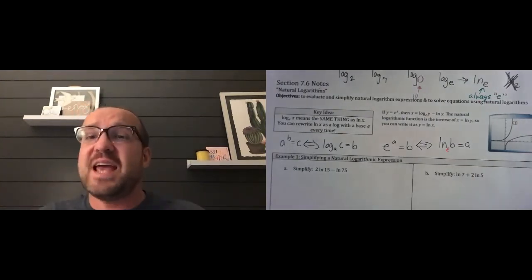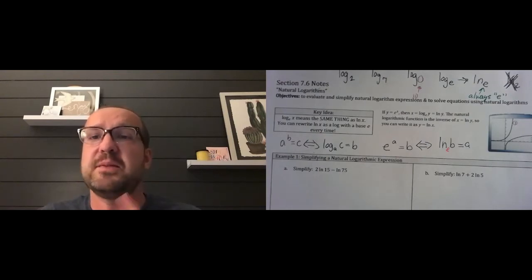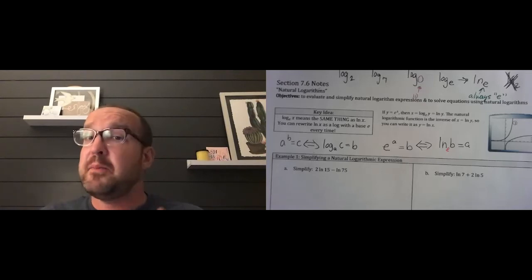These natural logs have the same exact properties as the common logs. You can condense them. You can use the product property, the quotient property, the power property with it. And so we're going to take a look at practicing that right here.